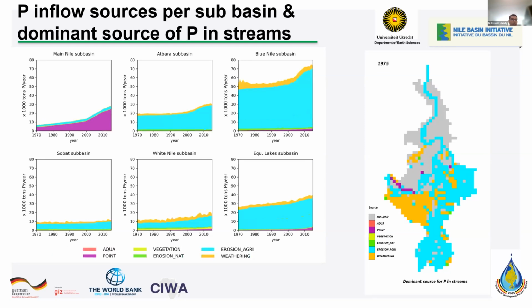And the same also for the phosphorus. You can see also a similar story, an increase in the downstream country of Egypt due to point source. And also we can see here in Equatorial Lakes or the Blue Nile, however, it's a small contribution of the point source, but it's increasing. And a similar picture for the erosion from the agriculture system, which is increasing in the last years.